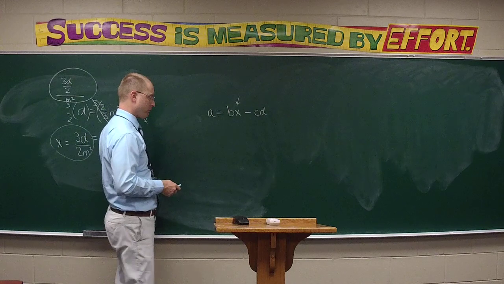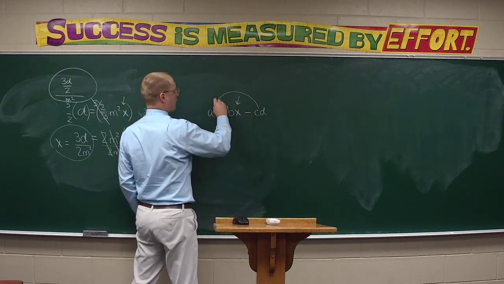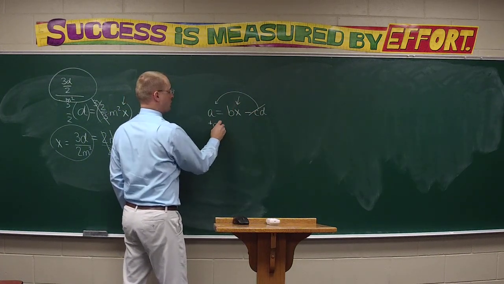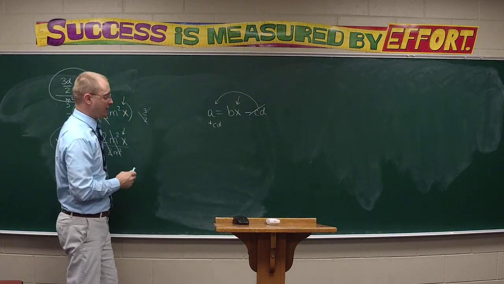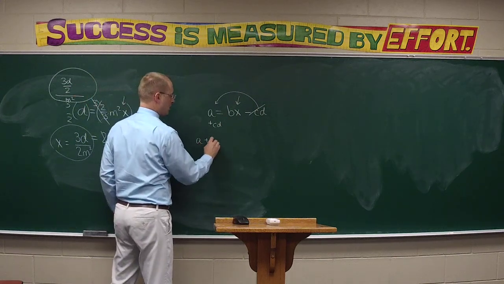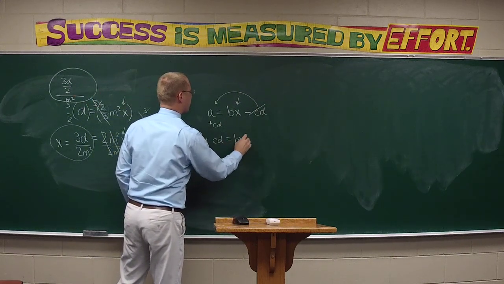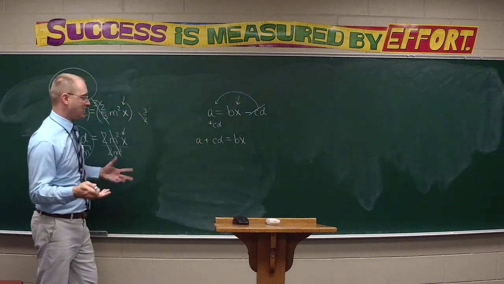You add CD to both sides. Yeah, or just bring it over as a positive CD would work as well, but yeah, add to both sides to get A plus CD equals BX. Good. Don't try to combine the A with the CD and sound like an ACD. No, there's two separate terms.